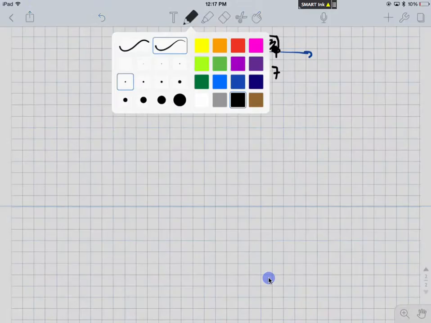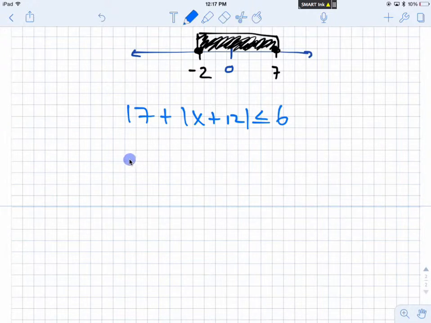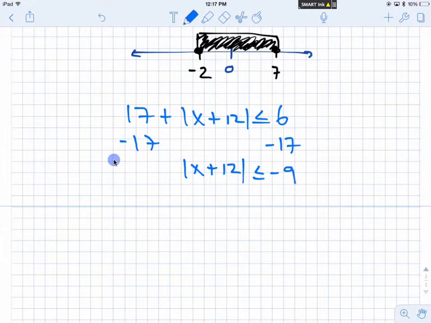How about solving the inequality 17 plus the absolute value of x plus 12 is less than or equal to 6. So once again, first things first, we want to isolate our absolute value, and the way to do that I think is going to be to subtract 17 from both sides. So minus 17, minus 17. The absolute value of x plus 12 is less than or equal to negative 9.